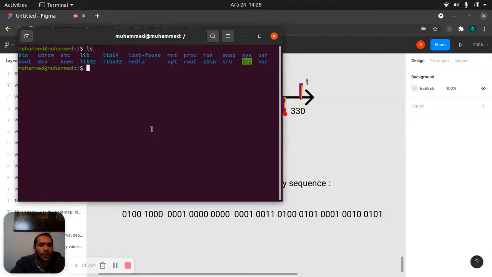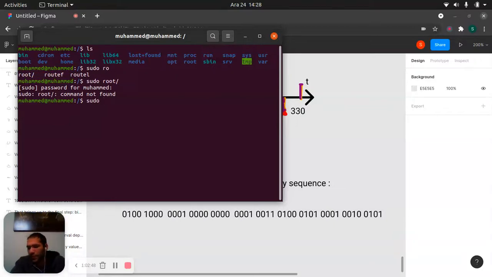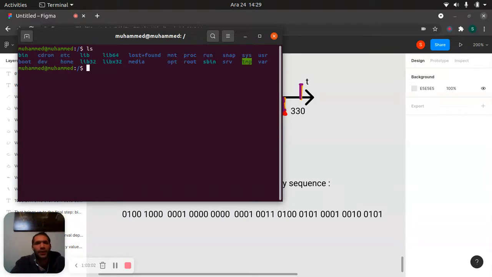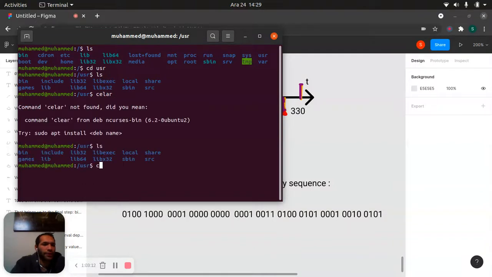Yes, again come here. Let's go to the root, sudo root, yes, root directory. Sudo root command not found. Let's say sudo root. Root is a directory. Okay, I think we can find it later. Really, maybe we can go to user because we also have some binary files there.